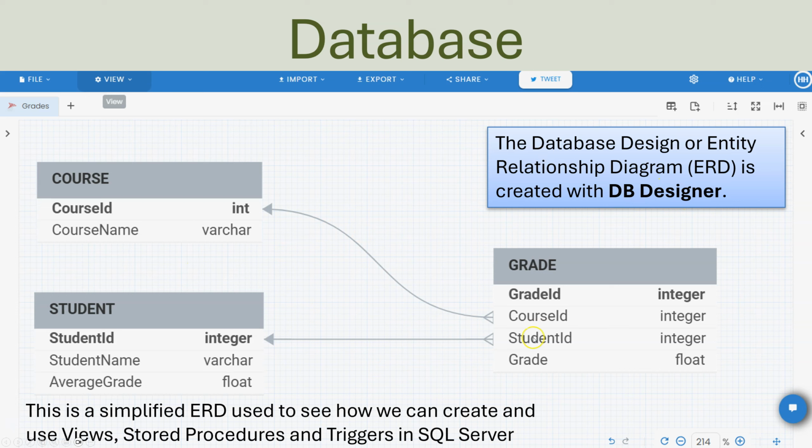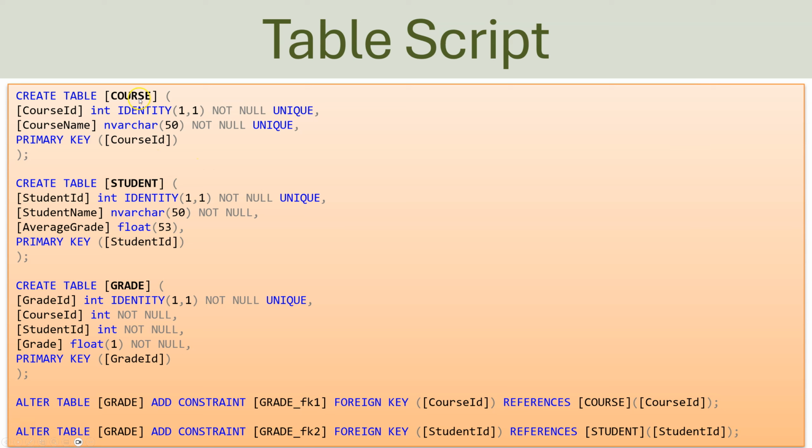Of course, you don't need to use this tool. You can use any kind of tool to create the entity relationship diagram, or just basically also manually create this table script like this. And then next is to just open that table script in SQL Server Management Studio and just click execute in order to insert these tables.